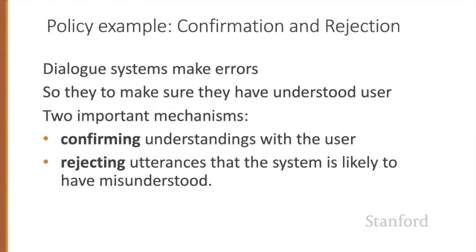Modern dialogue systems often make mistakes, so it's important for dialogue systems to make sure they've achieved the correct interpretation. And this is generally done by two methods: confirming understandings with the user and rejecting utterances that the system is likely to have misunderstood.